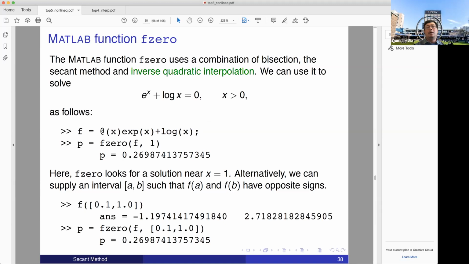So fzero is a command that uses a combination of the bisection and secant methods, and inverse quadratic interpolation. We discussed this inverse interpolation in the tutorial last time, but we don't go into detail here. So fzero will use a combination of three methods and it finds the zero for you.